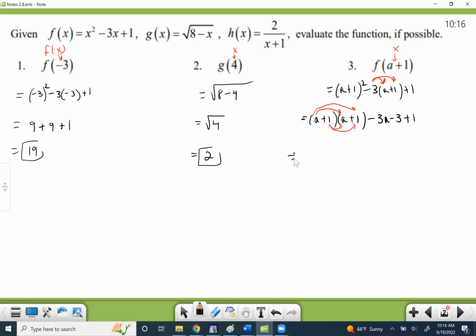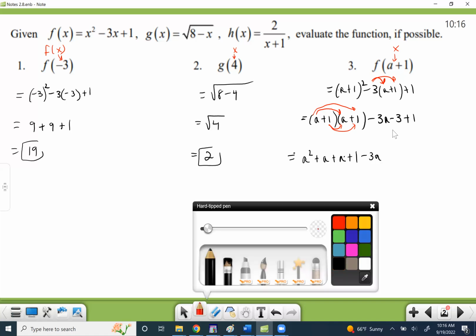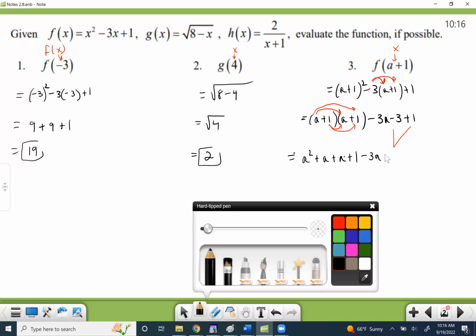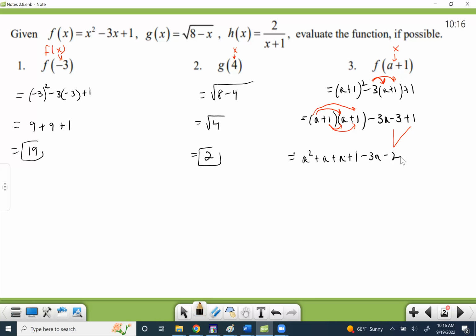All right, so we got a times a, which is going to be a squared, a times 1, 1 times a, and 1 times 1. And then we'll bring along the minus 3a, and I might as well combine these two things while I'm here. So -3 plus 1 would be -2. Okay, so now we'll just combine all the like terms.